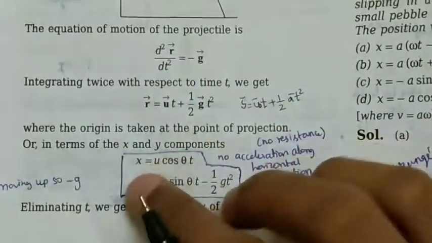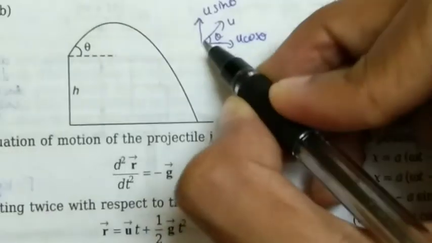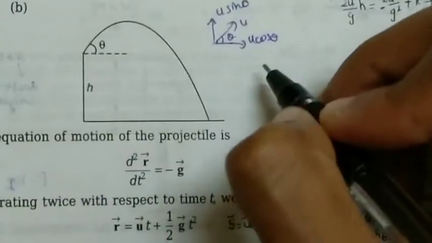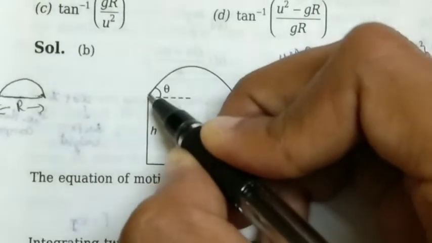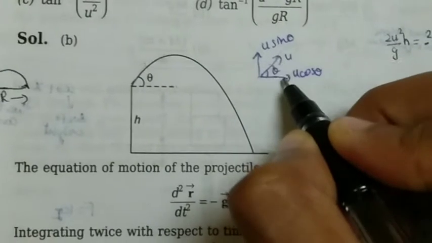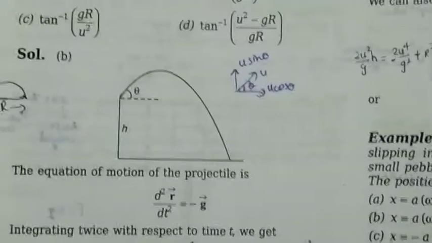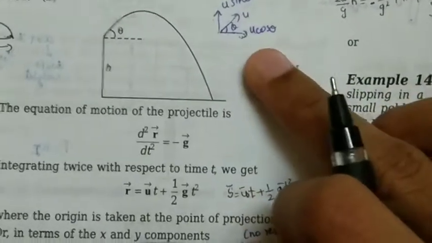So if we consider motion in the x direction, actually the ball is thrown in this manner. If we draw like this, we get the direction of velocity. These are nothing but components of this velocity vector. Here, this is theta. If we draw a tangent, we get u cos theta and u sin theta. You can split this u into these two components.